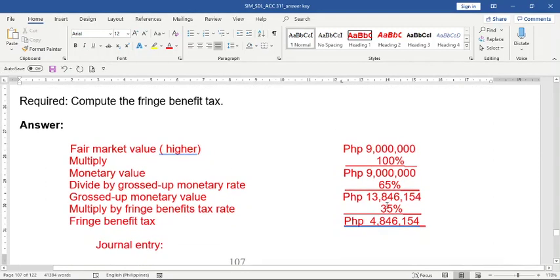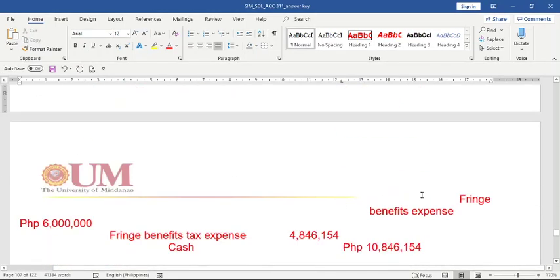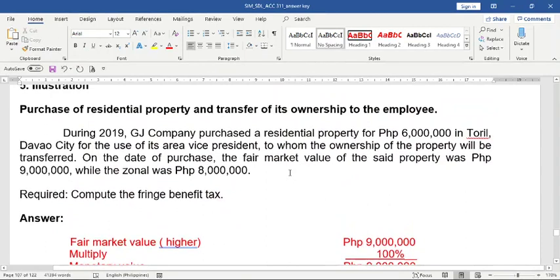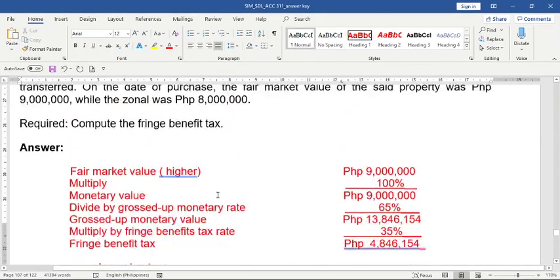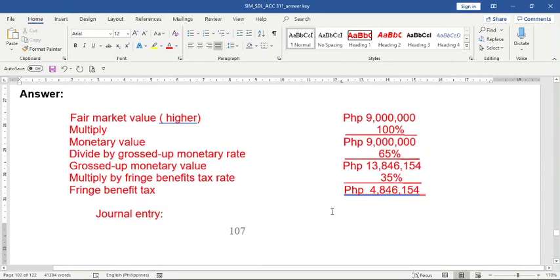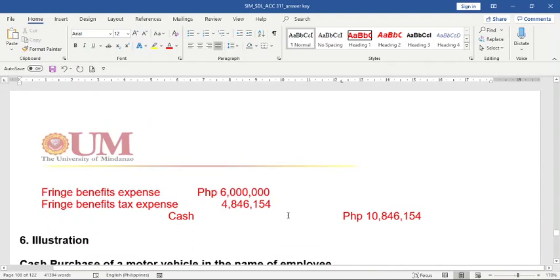And then multiply again by the fringe benefit tax rate. So this is your fringe benefit tax: 4 million, it's big. 4,846,154. Here is our entry. We have the fringe benefit expense, the part of the company equivalent to the acquisition price, 6 million, while our fringe benefit tax expense is 4,846,154. So this is our cash out.